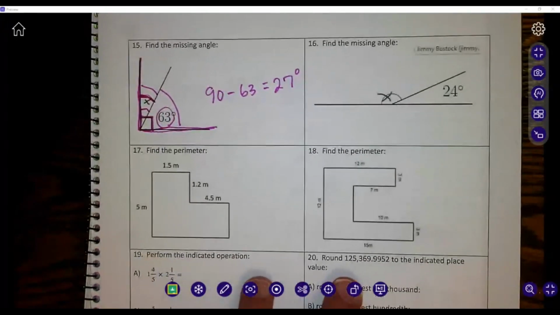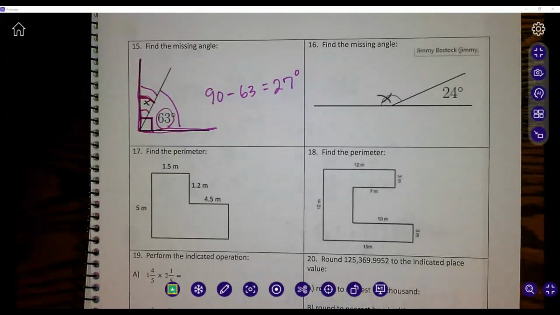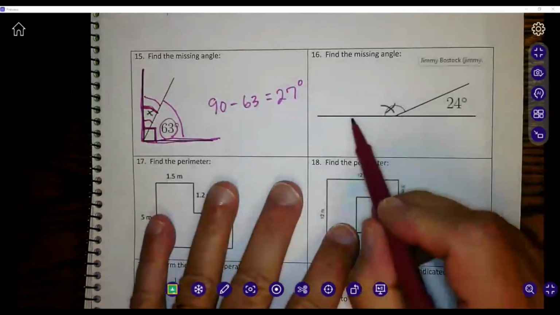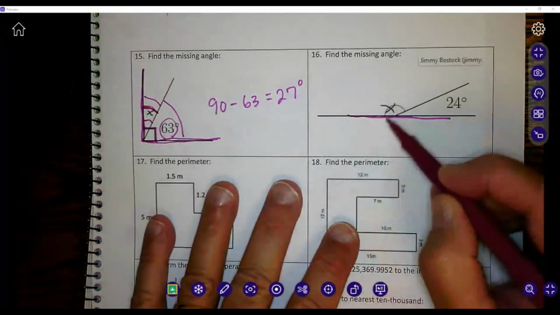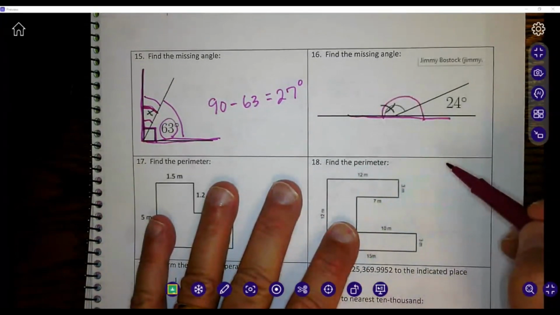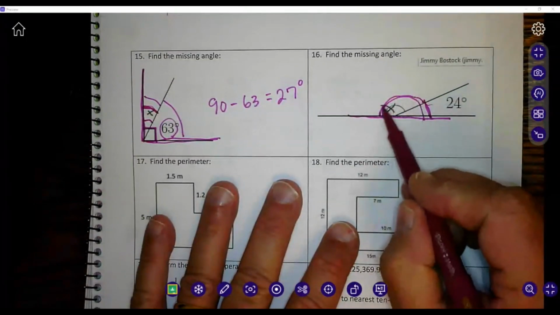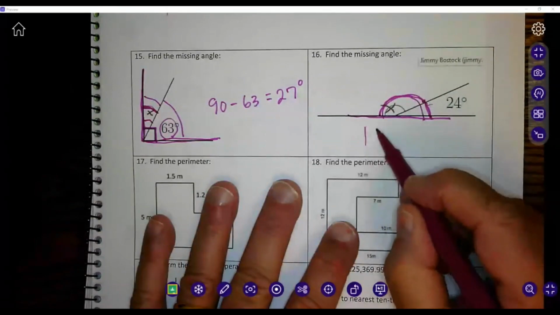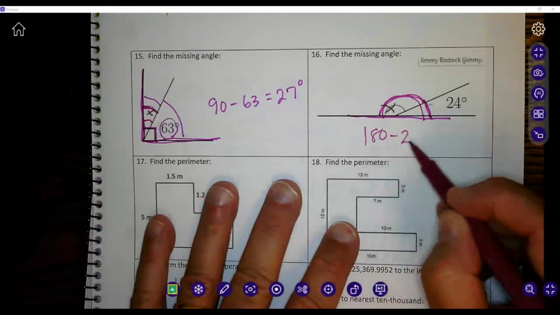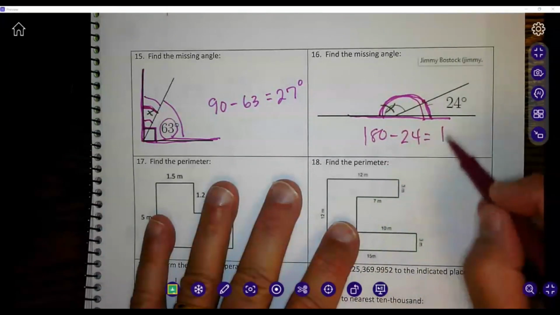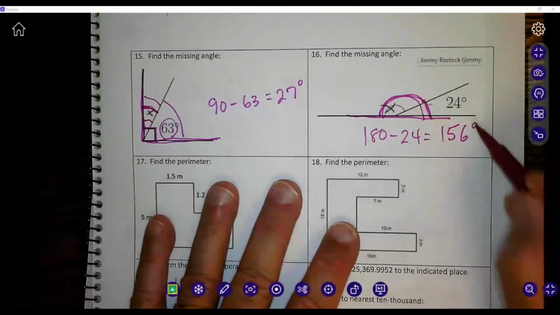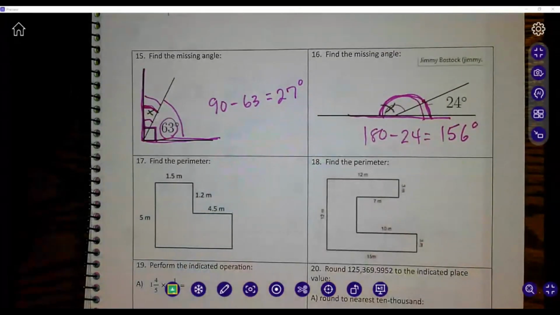See what you get for number 16. Okay. So the big angle is 180 degrees. This much of it's 24. We need to know how much the rest is. So the arithmetic is 180 minus 24. We get 156 degrees.